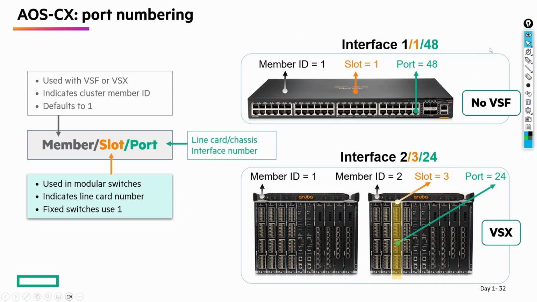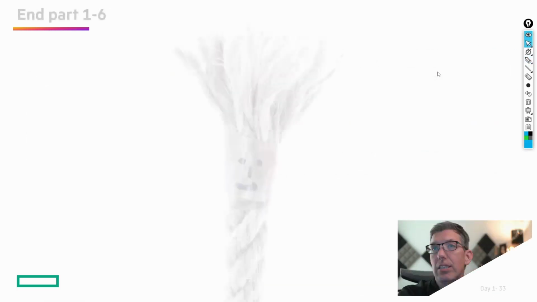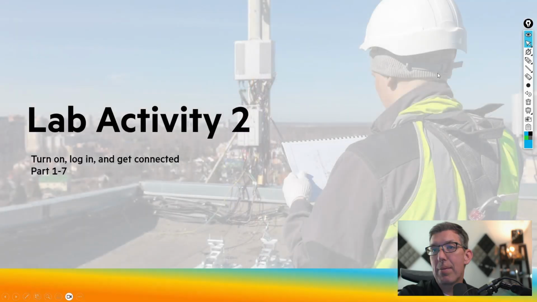So anyway, that's how we keep track of all this, even though we have technologies like chassis, and even though we could stack even chassis together using a stacking technology like VSX, Virtual Switch Extension, which has 2 members, member 1 and member 2. Let's take a look at the lab activity that we're going to do.